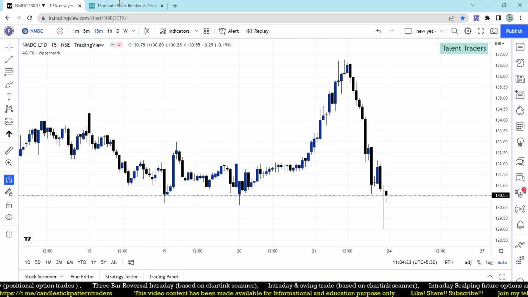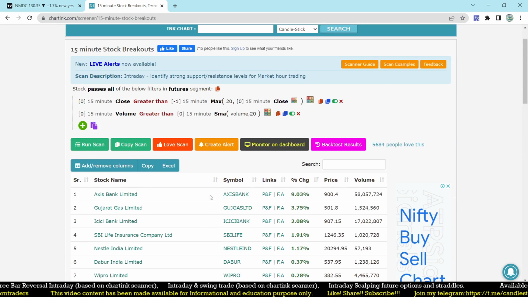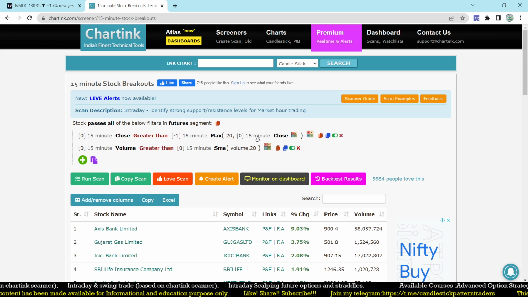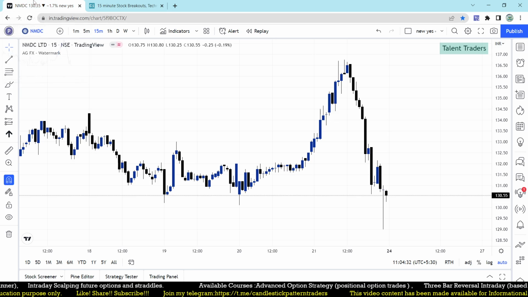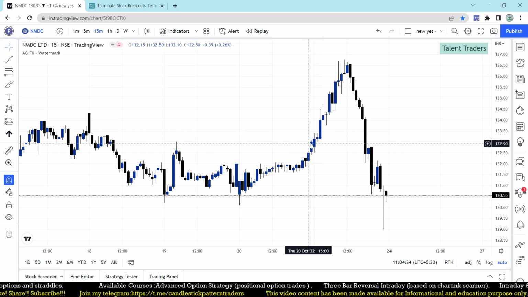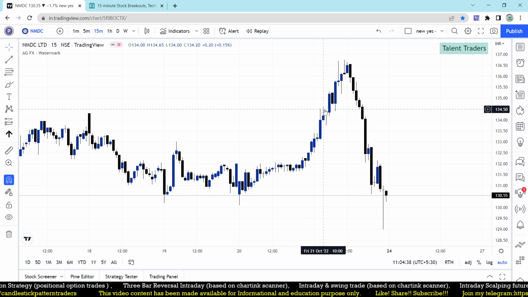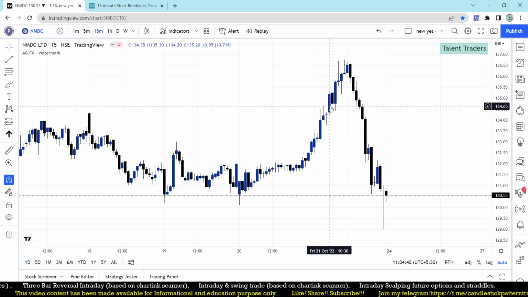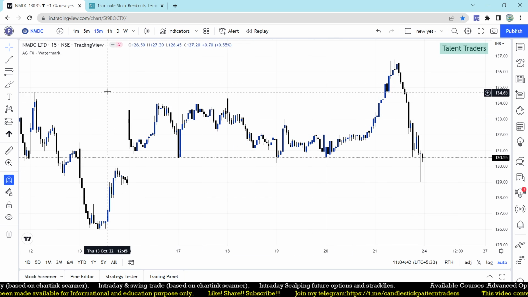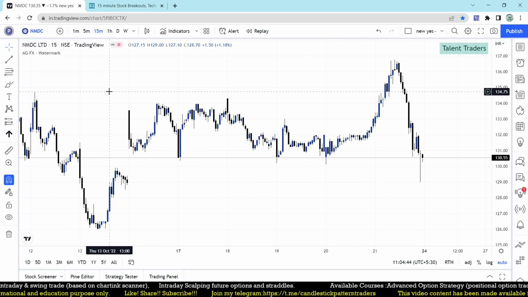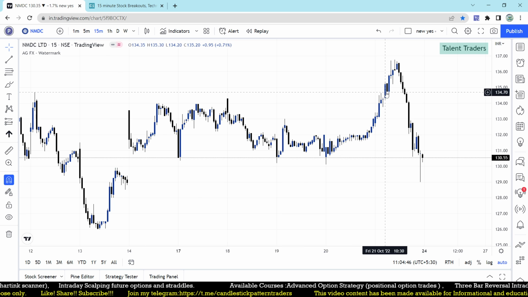We are calculating how many bars? 20 bars of 15 minutes close. It's not coming. So what is the recent high at 11 o'clock?